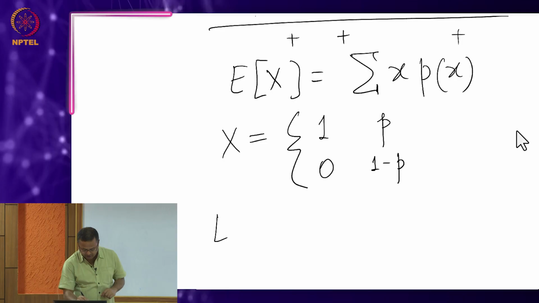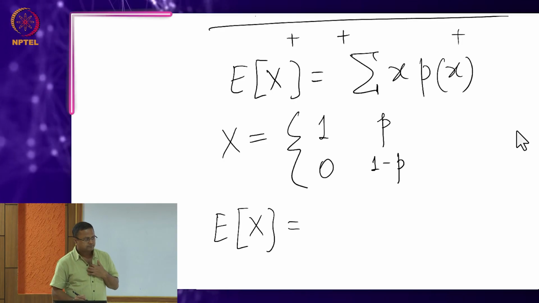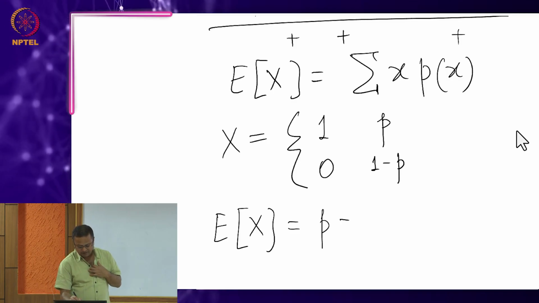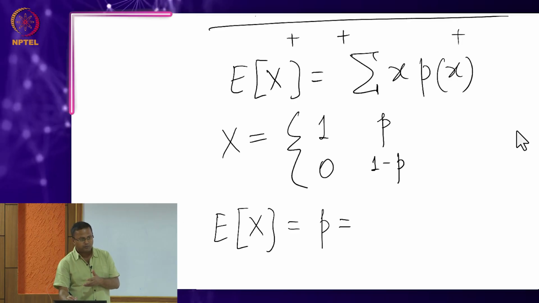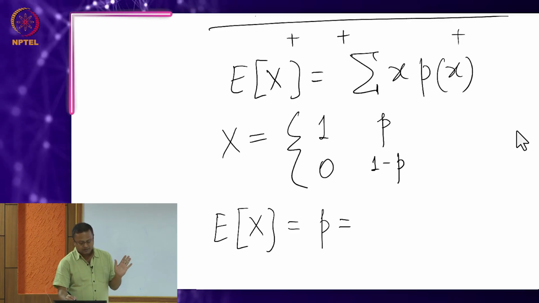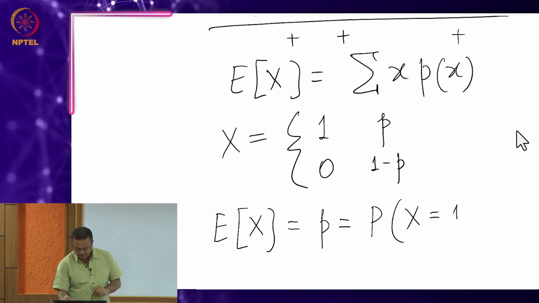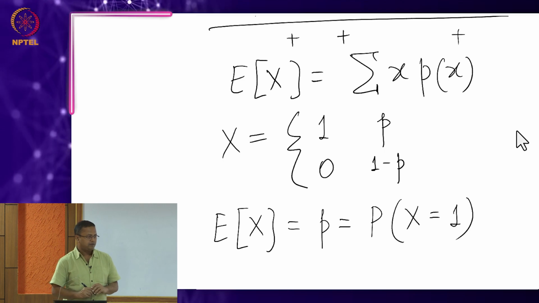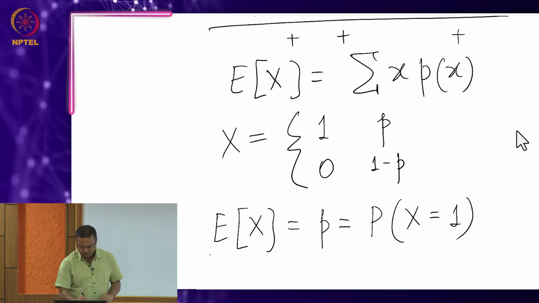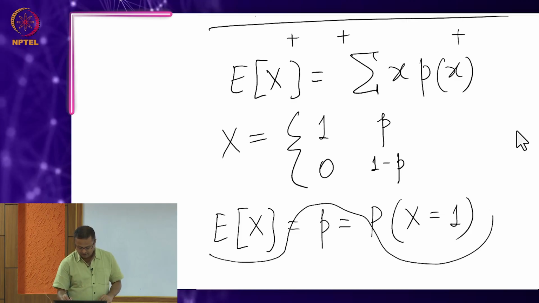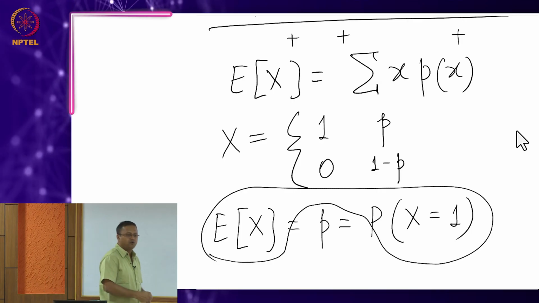So, then what is expectation of x? Which is p into 1 plus 0 into 1 minus p. So, expectation is p. So, what is p? P is nothing but, so the expectation of a 0-1 random variable is nothing but the probability of x taking the value 1.